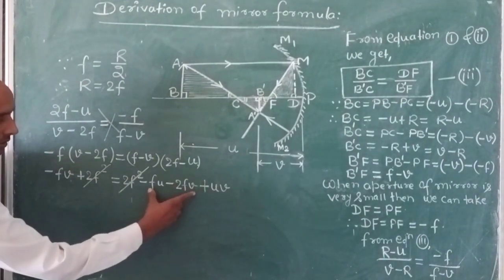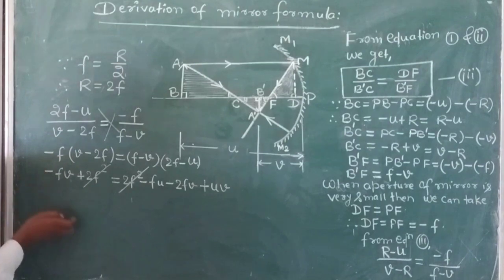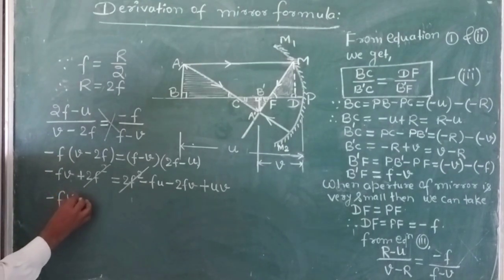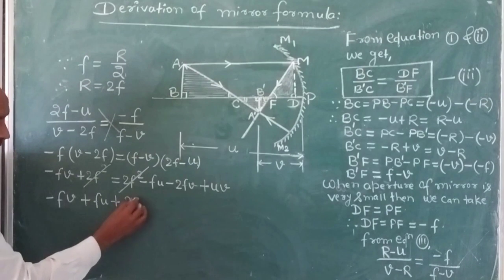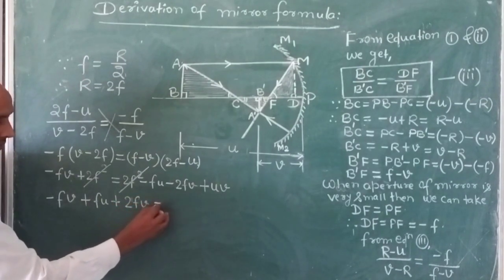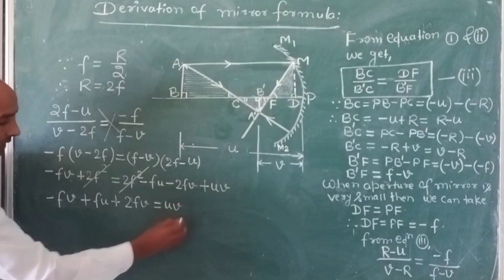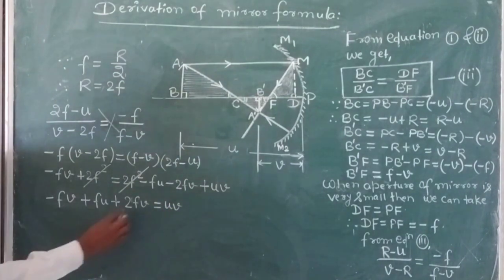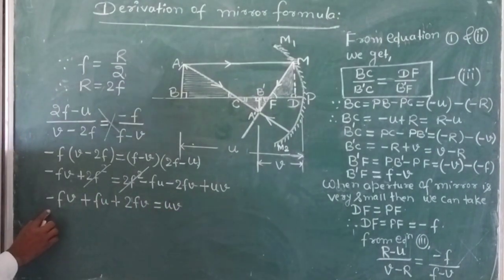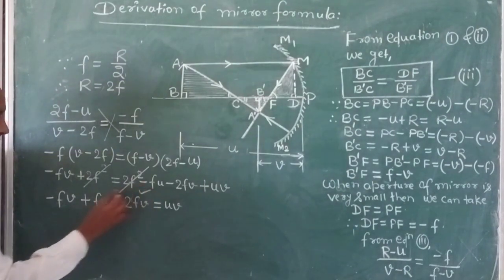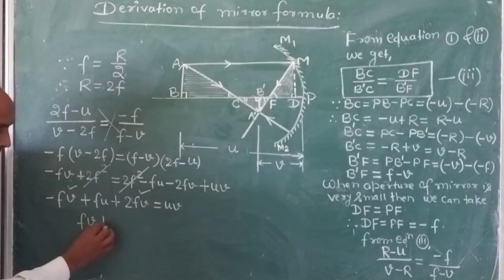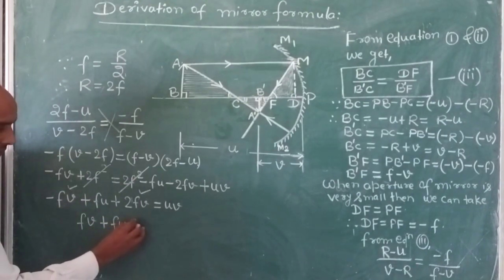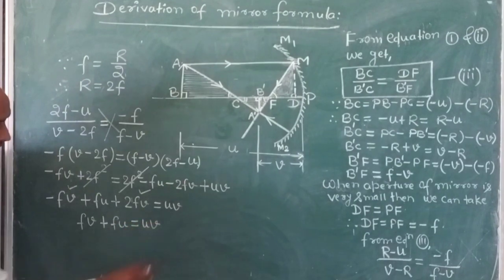Taking these terms on the left side, minus fv plus fu plus 2fv equal to u into v. This is 2fv and this is minus fv. So on solving we will get only fv plus fu equal to u into v.